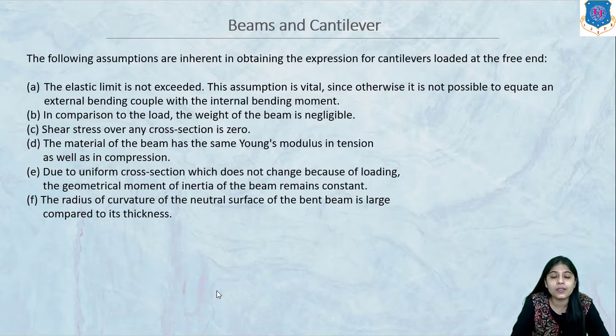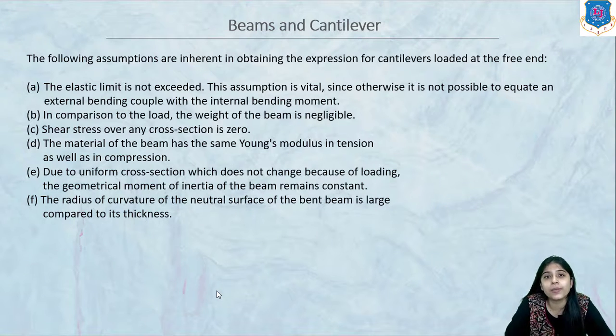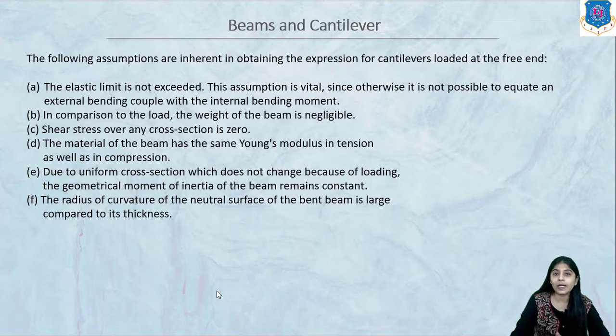The next assumption is due to uniform cross section which does not change because of loading, the geometrical moment of inertia of the beam remains constant. The geometrical moment of inertia of the cantilever is constant, due to uniform cross section which does not change because of loading. Due to loading the uniform cross section is maintained, and as a result the geometrical moment of inertia remains constant.